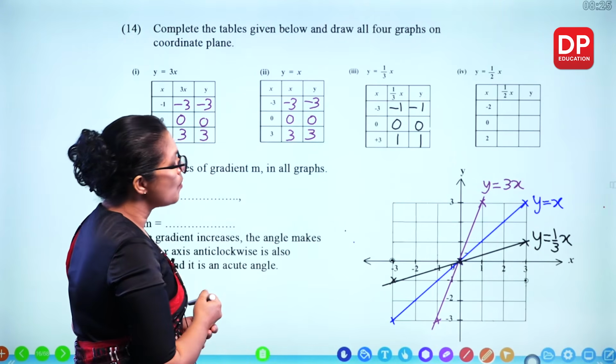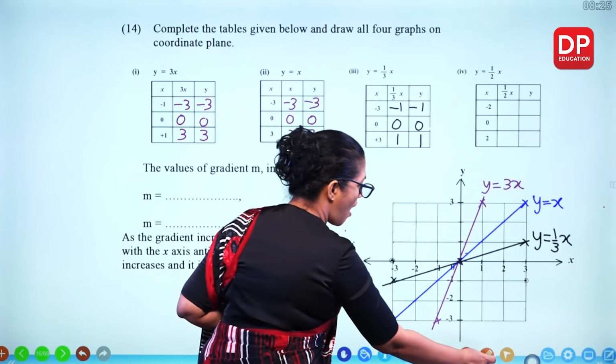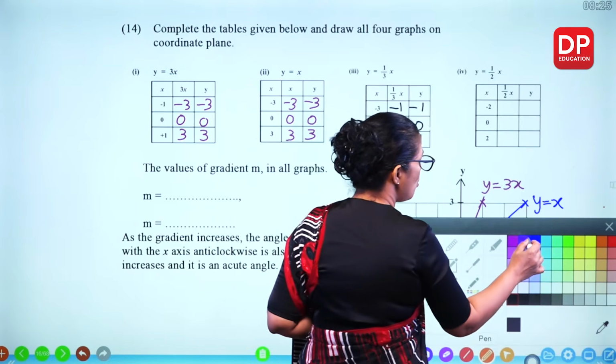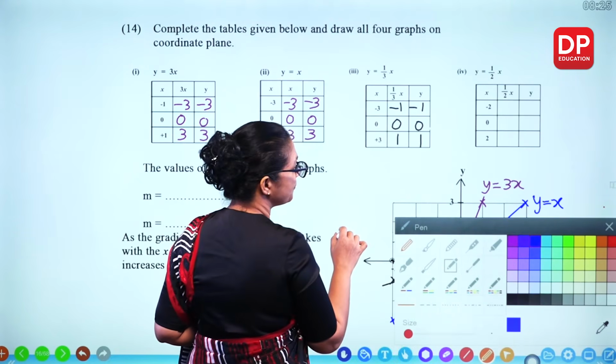Now we'll take the next one, half x. Y equals half x. So we need to substitute values.